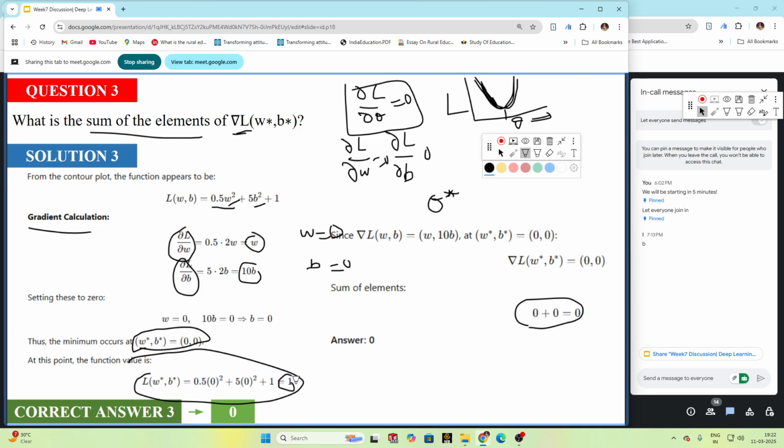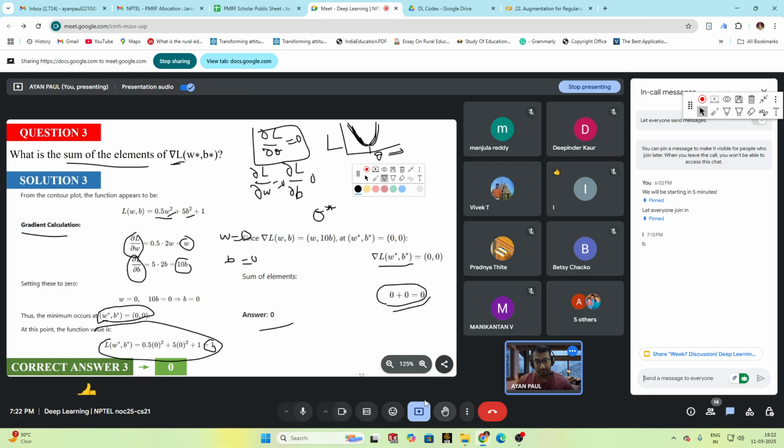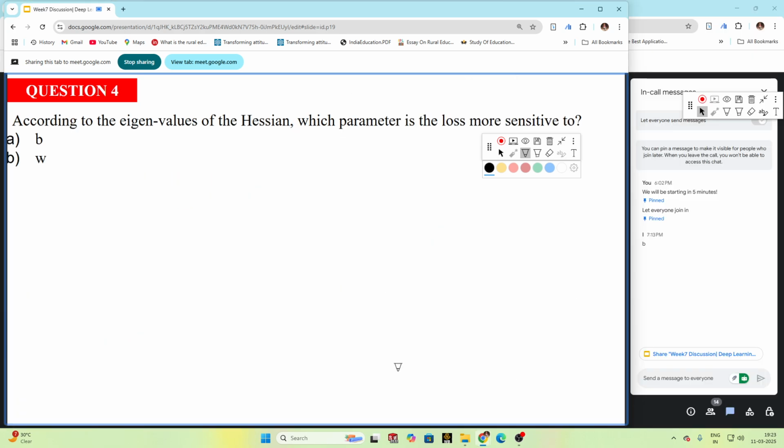And then we will be taking this del L at W star, B star, which is nothing but W star plus B star, because at that point our loss is minimum, so W star plus B star will be equal to 0. So 0 plus 0 equals 0, so 0 is the answer. Okay, is it clear to all of you? Now let's move on to the next thing.